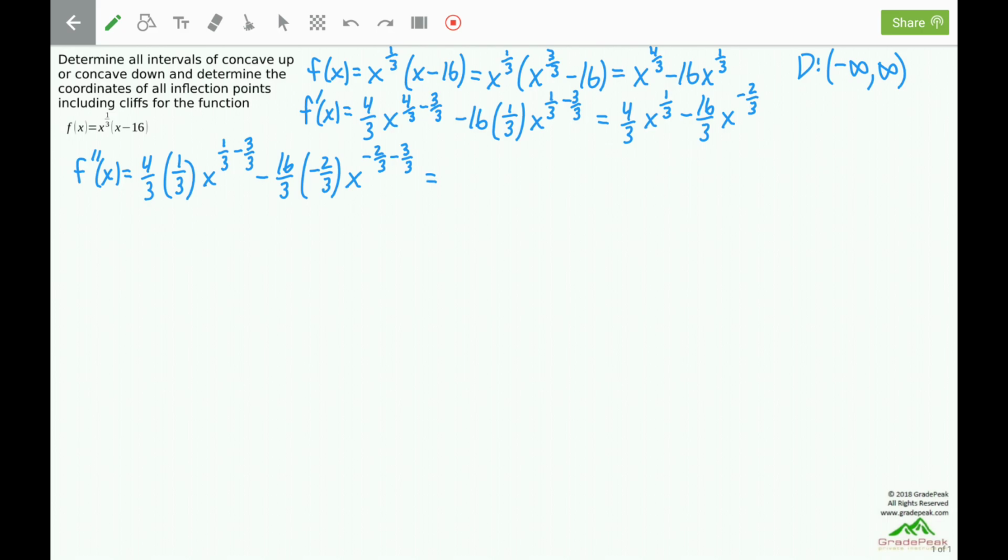The first term we can multiply the fractions. Multiplying the numerators, 4 times 1 will be a 4. Multiplying the denominators, 3 times 3 will be a 9. X to the 1 minus 3, negative 2/3 power. The second term we can multiply the fractions. Multiplying the numerators, negative 16 times negative 2 is a positive 32. And 3 times 3 multiplying the denominators is a 9. X raised to the minus 2 minus 3, minus 5/3 power.